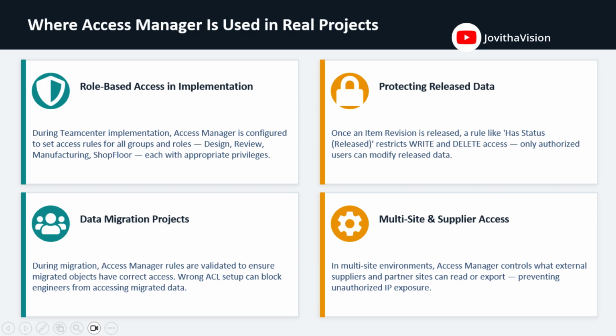During data migration, Access Manager rules are tested very carefully because if the ACL setup is wrong, engineers will not be able to access their migrated data after go live. This is why access validation is considered a critical step in every data migration project. The fourth use case is multi site and supplier access. In large organizations that have multiple sites or external suppliers, Access Manager controls what those external partners can read or export from Teamcenter. This protects the intellectual property of the organization.